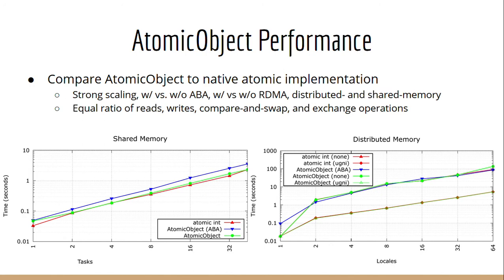In distributed memory, the performance of atomic object without ABA protection is equivalent to Chapel's atomic int. This shows that even in distributed memory, there is no noticeable overhead, and it scales linearly with the number of locales, whether RDMA atomics are used or not. Atomic object with ABA scales linearly with increasing number of locales. It performs equivalently to Chapel's atomic int without network atomics.